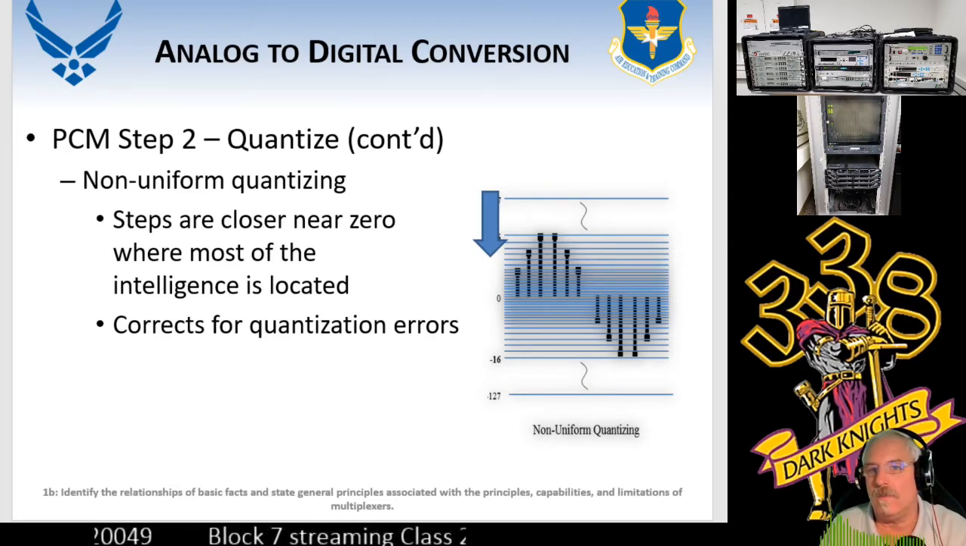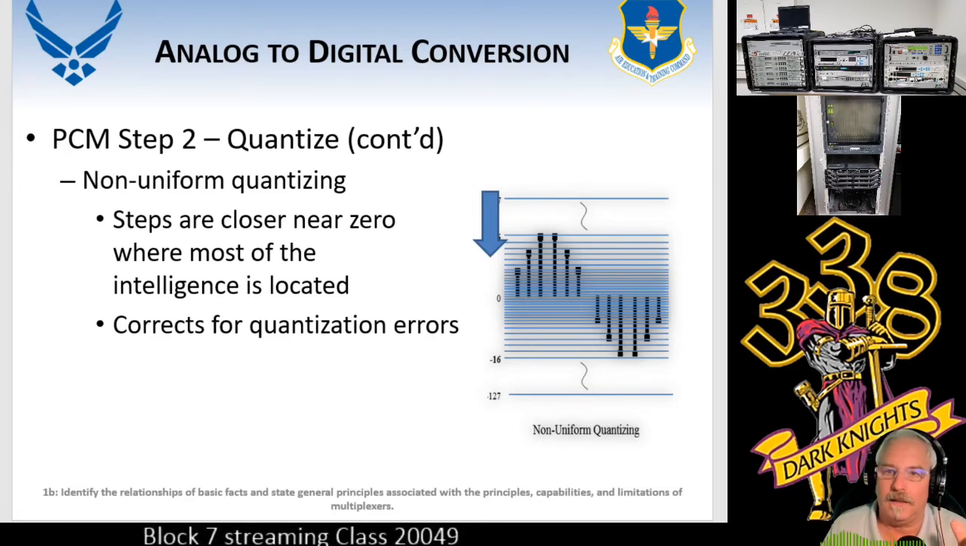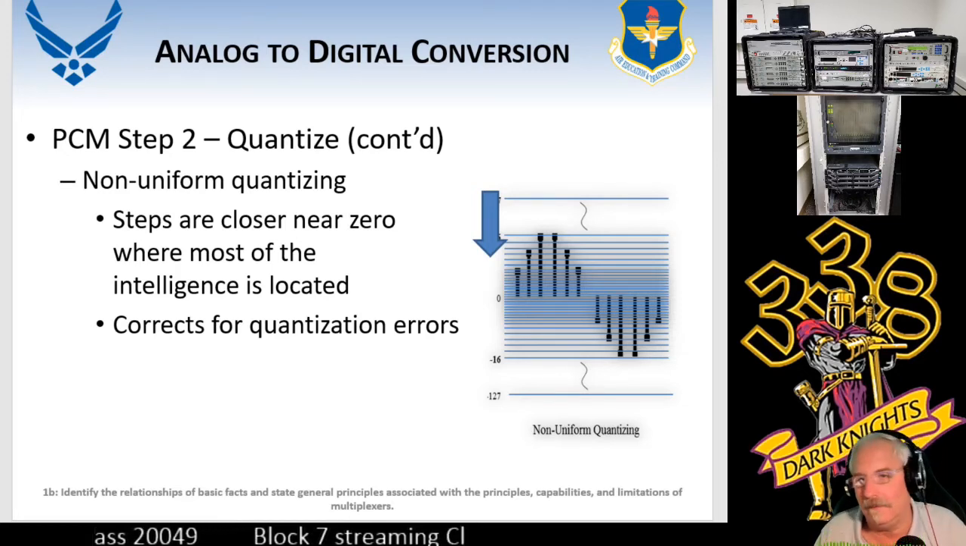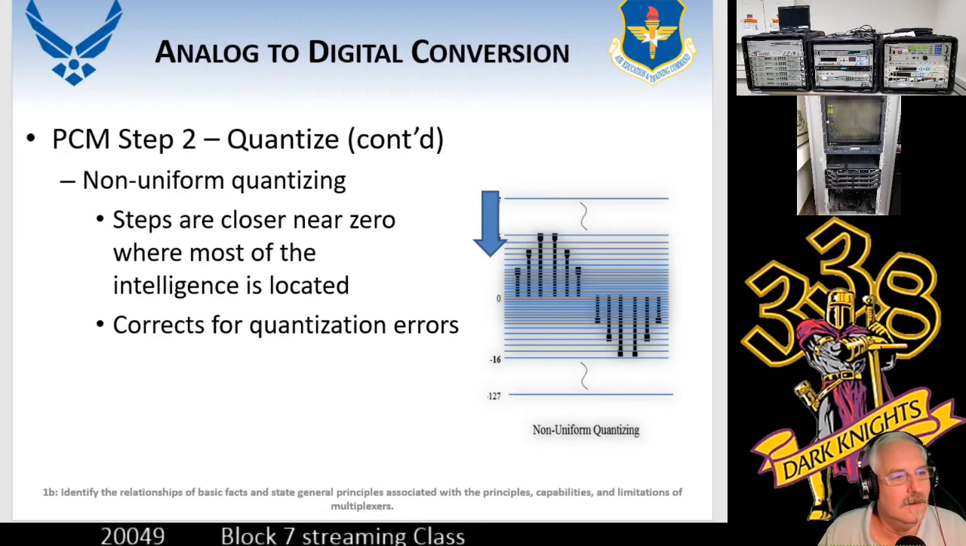So that's the reason why the uniform versus the non-uniform came into play. They figured that part out and were able to squash all those lines together to reduce the quantization errors. The result: clearer communication. That's what it amounted to. And I'll go over the analog to digital information here in just a minute, on a gee whiz note.